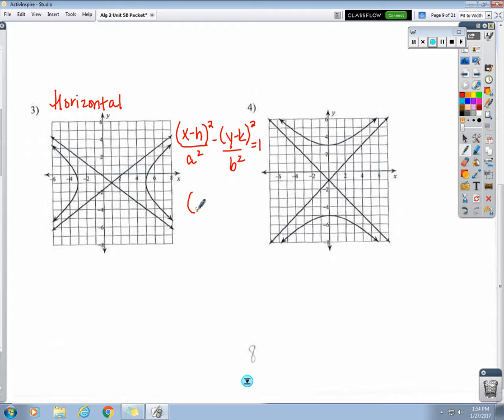Okay, this time the center is right 1, down 1, so 1, negative 1. Your a value is under your x.